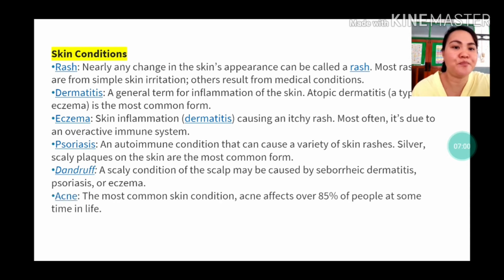Next we have acne. The most common skin condition, acne affects over 85% of people at some time in life. For example, if it's too hot, our skin reflects that the weather is very hot by getting skin rashes or other types of skin problems.